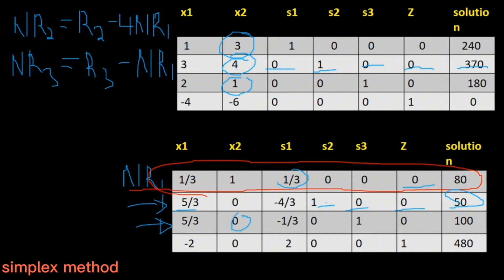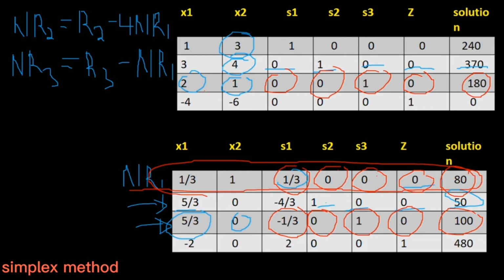2 minus 1/3 is 5 on 3. Okay, 0 minus 1/3 is negative 1/3. 0 minus 0 is 0. 1 minus 0 is 1. This 0 minus this 0 is 0. 180 minus 80 is equal to 100.